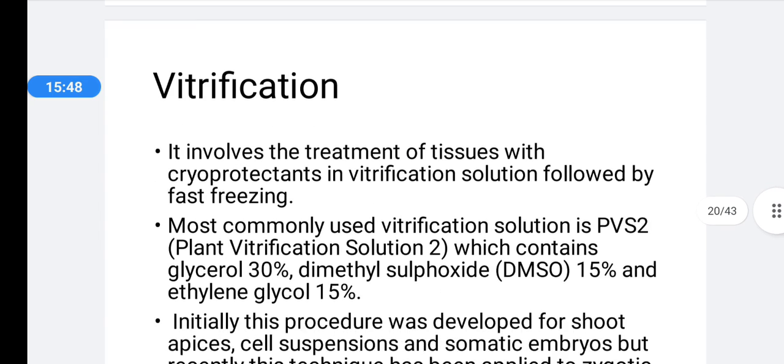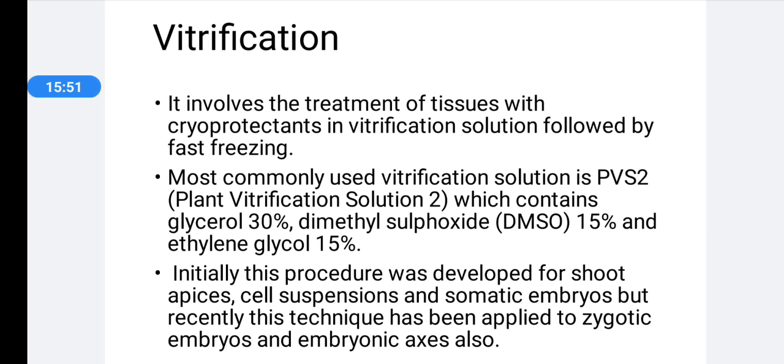Then vitrification. Vitrification is the treatment of tissues with cryoprotectants in the vitrification solution. Then we will do fast freezing; we will rapidly freeze them. The most commonly used vitrification solution is plant vitrification solution 2, PVS2, and it contains 30% glycerol, 15% DMSO, which means dimethyl sulfoxide, a cryoprotectant, and 15% ethylene glycol. This procedure was actually developed for shoot apices, cell suspensions, and somatic embryos, but recently it is also used for zygotic embryos and embryonic axes.